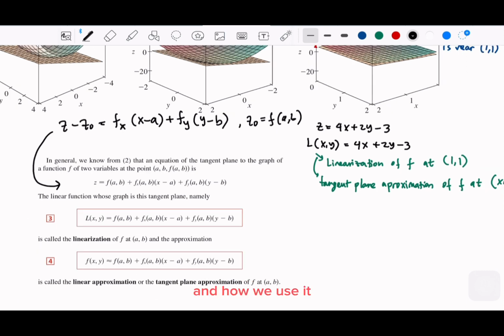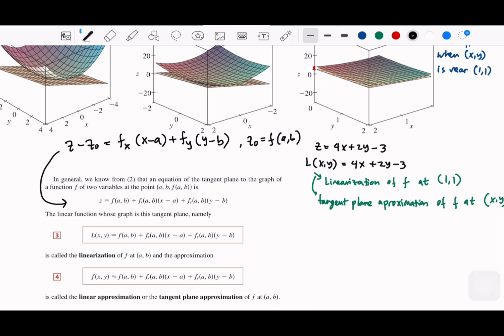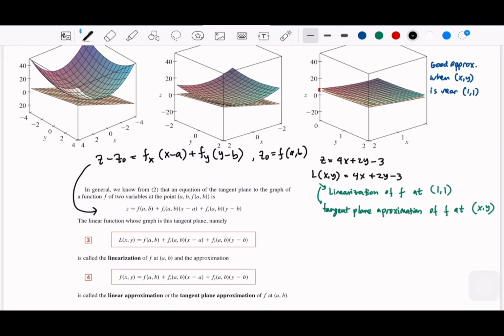And how we use it is basically the same as we use in Calculus 1. The difference is we are now having two variables, x and y. Okay. And that's the linear approximations.